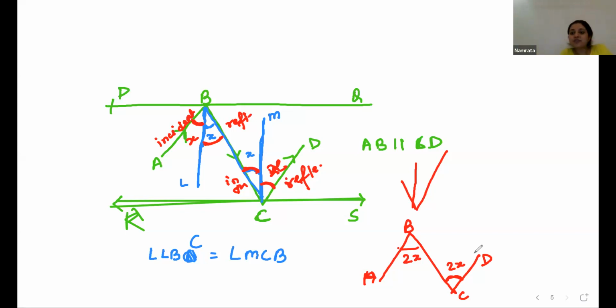Now we are done. If we focus on AB and CD, we can see altogether it's 2x, altogether it's 2x, and alternate interior angles are getting same. Hence, AB and CD must be parallel with each other. Got it? Yes, ma'am. Here, rather than writing the angles and everything with the name, if you give it a name, like suppose this angle is X, that will also be X, that will also be X. So it will make your work easier.